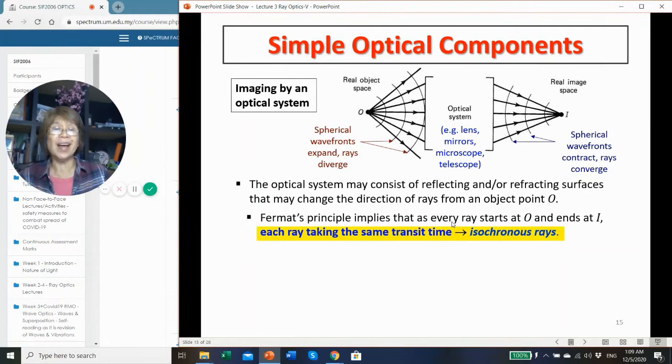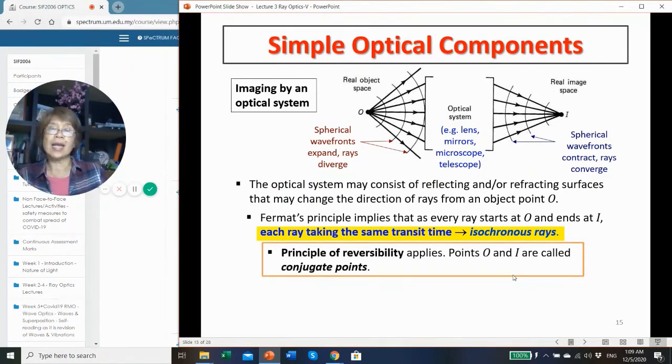Now, Fermat's principle implies that every ray that starts at point O and ends at point I will take the same time to do that. These rays are called isochronous rays, iso meaning same, chronos to do with time. And the principle of reversibility applies, which means that if you interchange, this becomes the object point and this will be the image point. So points O and I are called the conjugate points.